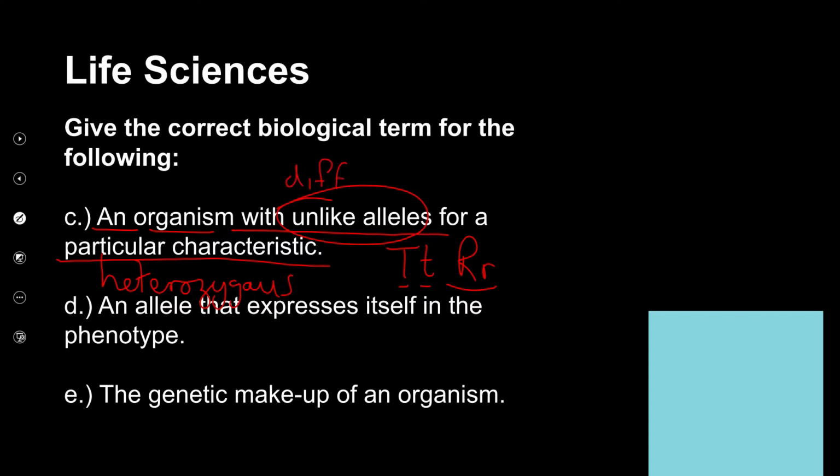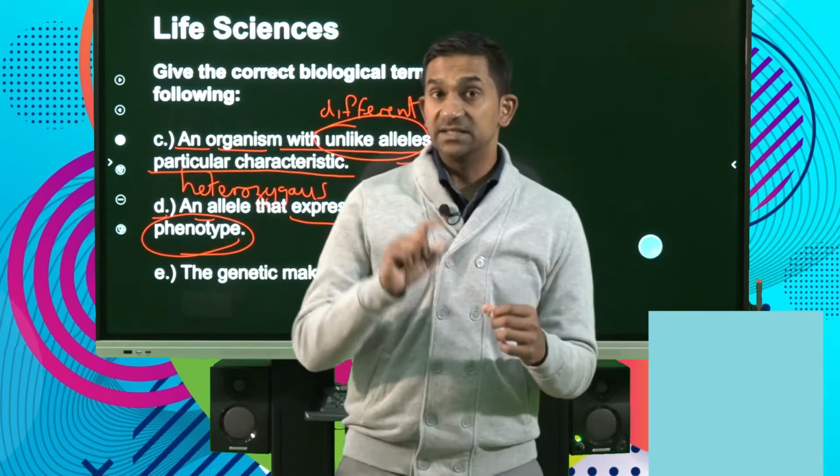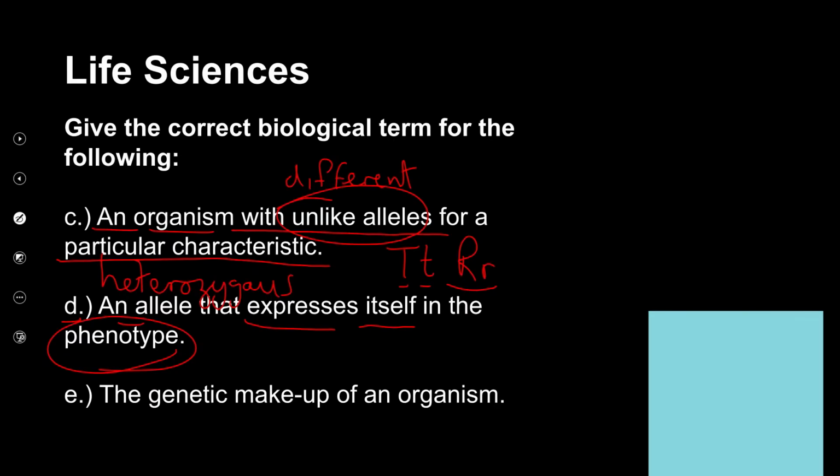So another word for unlike would be different alleles for the same, or for a particular characteristic. The next concept, D: an allele that expresses itself in the phenotype. We know that an allele that expresses itself in the phenotype often is the dominant allele. So when we talk about dominance, it is that characteristic that is expressed in the phenotype, regardless of whether it is in a homozygous or in a heterozygous combination of alleles.